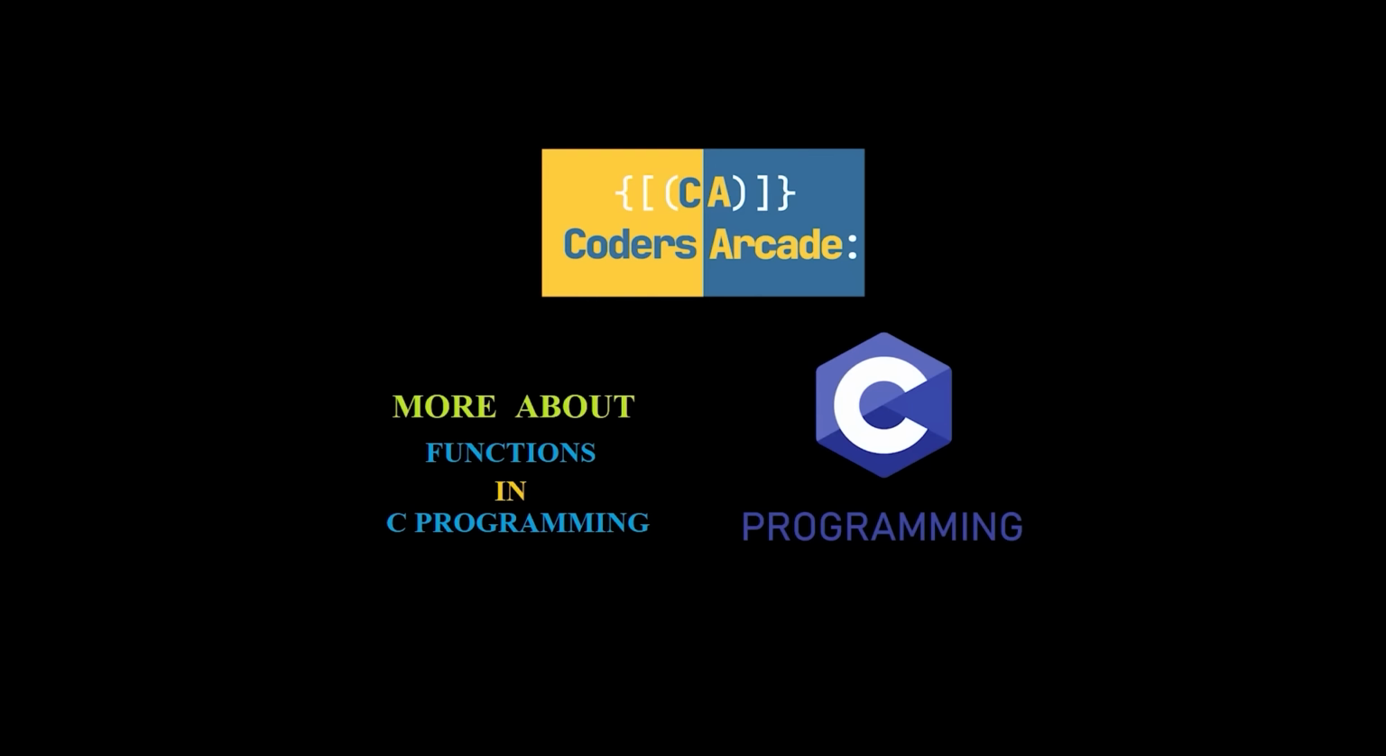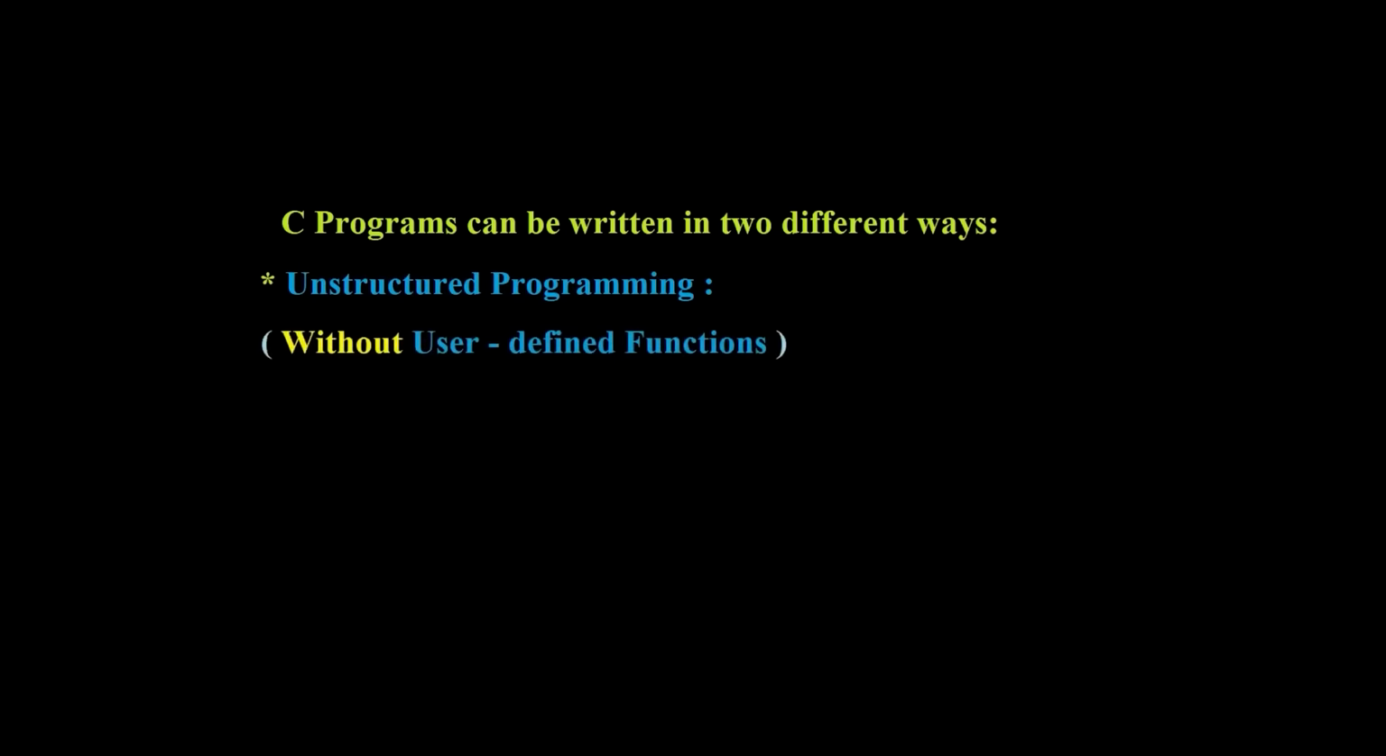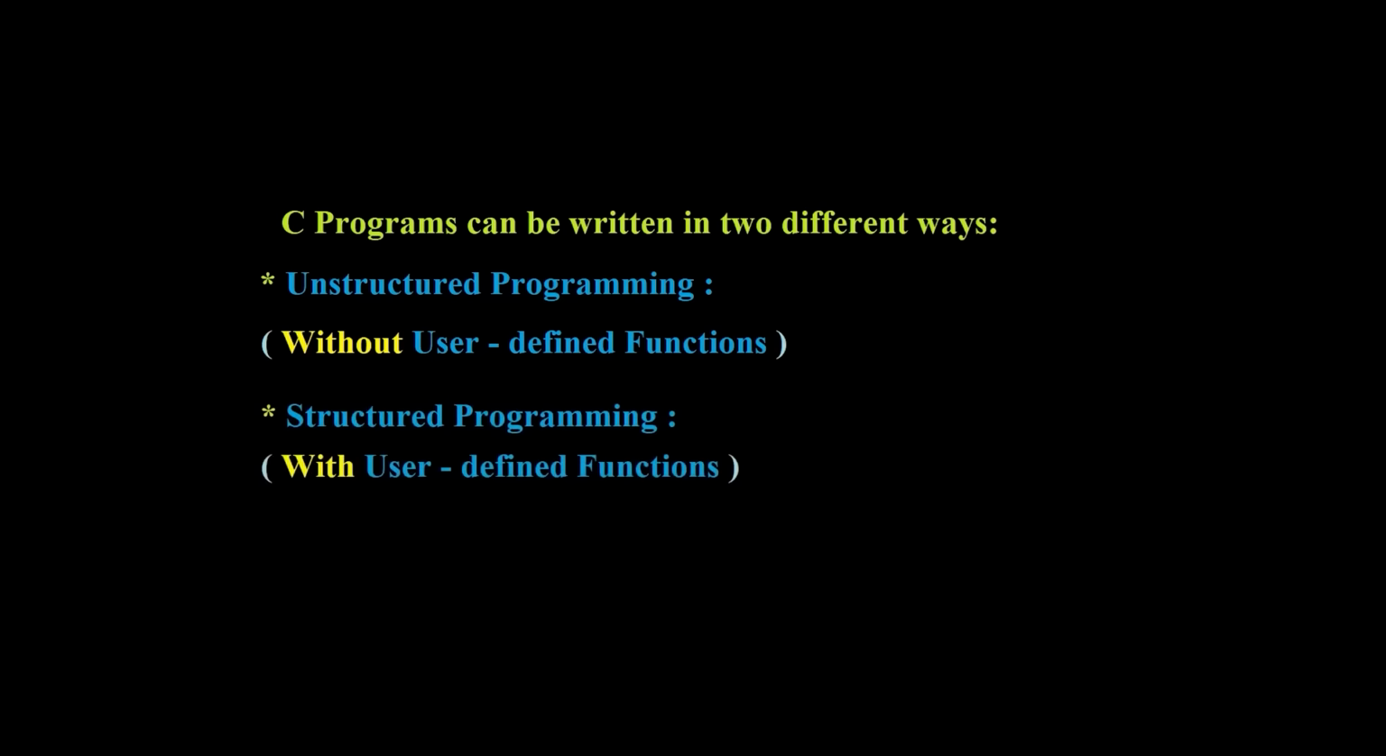So as I told in my earlier section, C programs can be written in two ways. The two ways are unstructured programming, or you can say which do not use user-defined functions, or the second one is structured programming, which can be said to use user-defined functions. All the programs that we have been writing till now, we have been using the unstructured mode of programming, where the entire logic of the program is written within one function, which is called the main function, as I told you earlier.